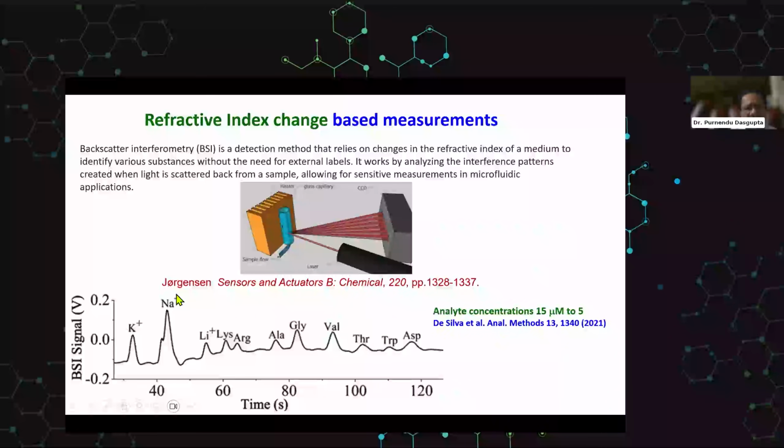Backscatter interferometry is something that has been greatly promoted originally by one of my colleagues at Texas Tech and now at Kansas. This is a review. Basically, you are getting the difference in refractive index between the capillary material and causing interference, and you can detect these various analytes at various levels. This ranges from 15 micromolar to 5 millimolar, so this really differs widely depending on refractive index.